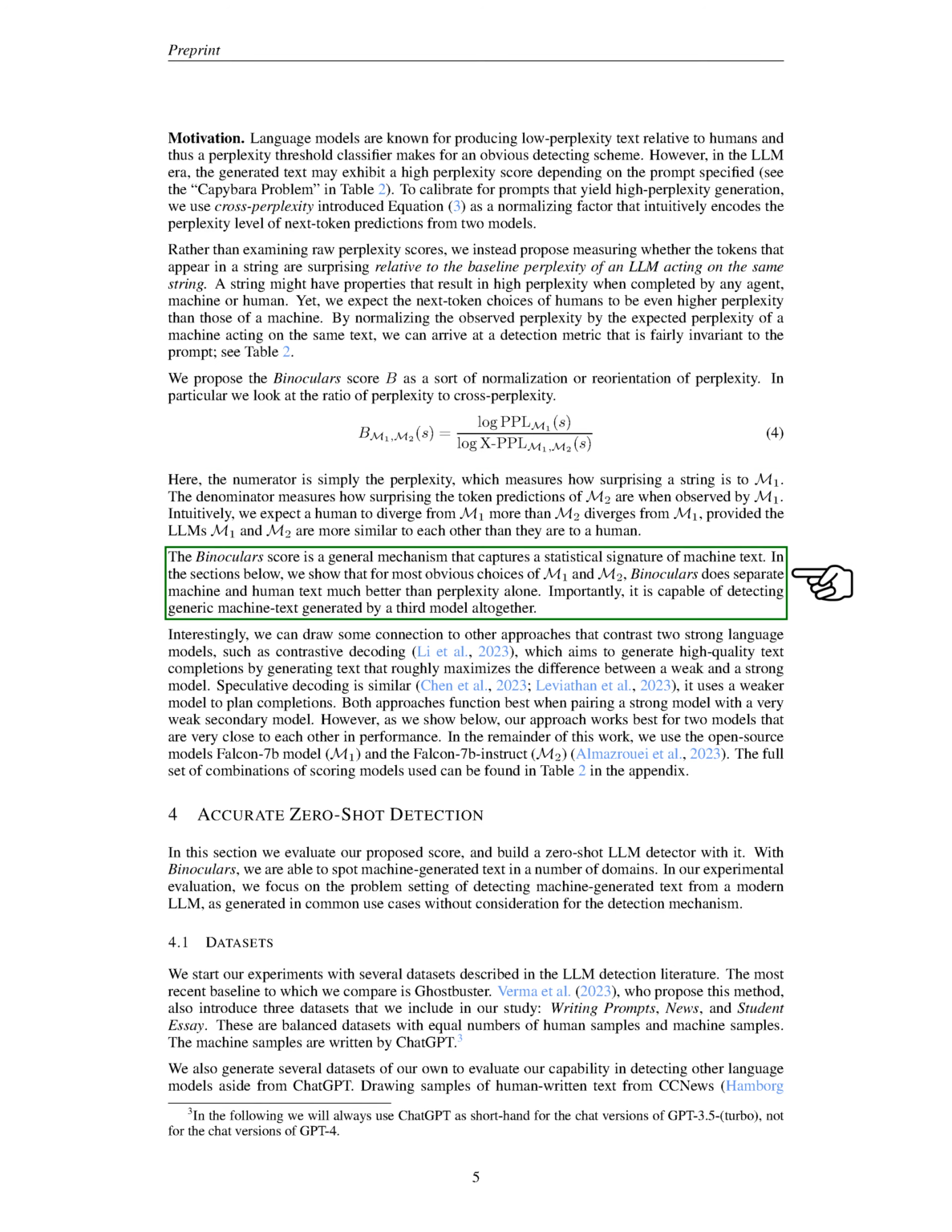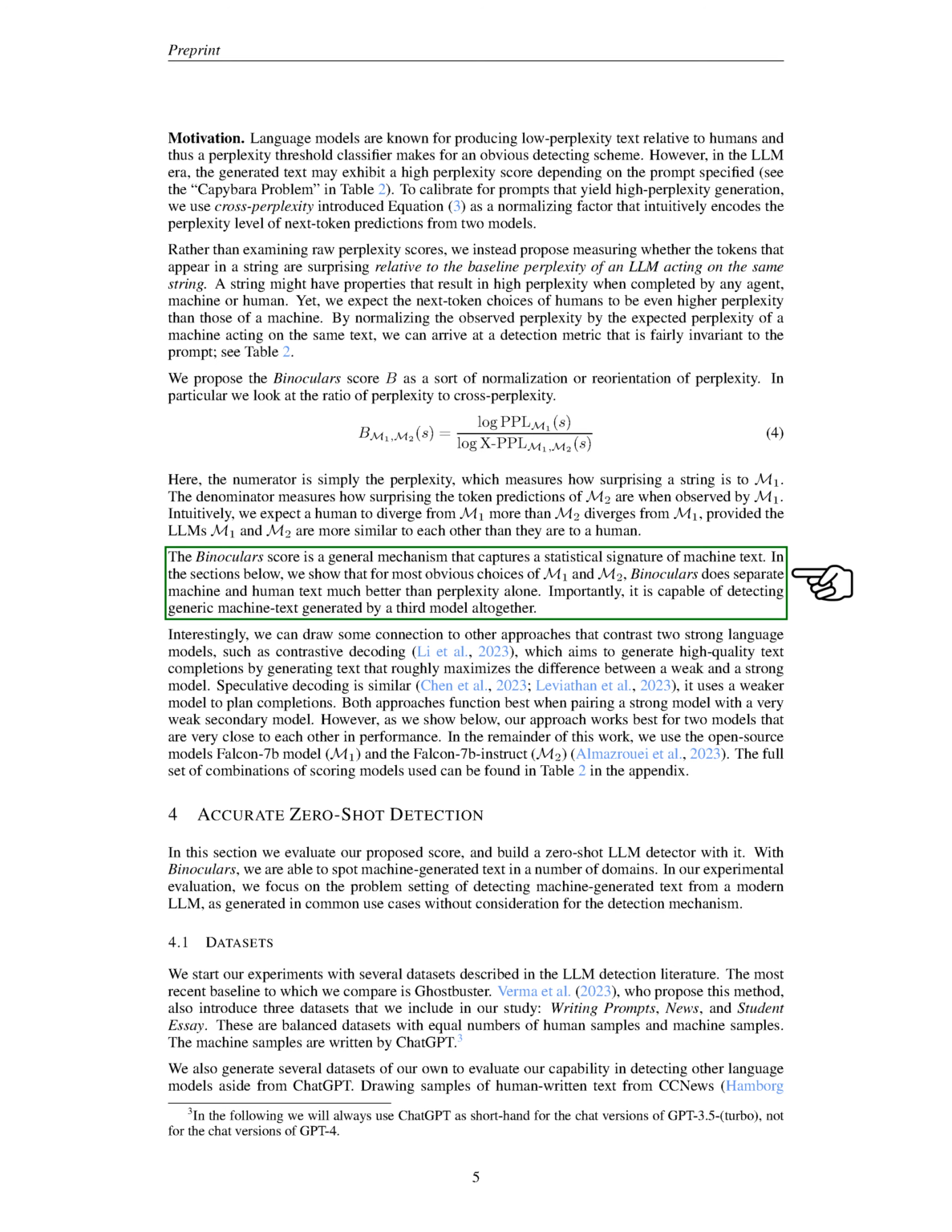The Binoculars score is a general mechanism that captures a statistical signature of machine text. We show that for most obvious choices of models, Binoculars separates machine and human text much better than perplexity alone. Importantly, it is capable of detecting generic machine text generated by a third model altogether.